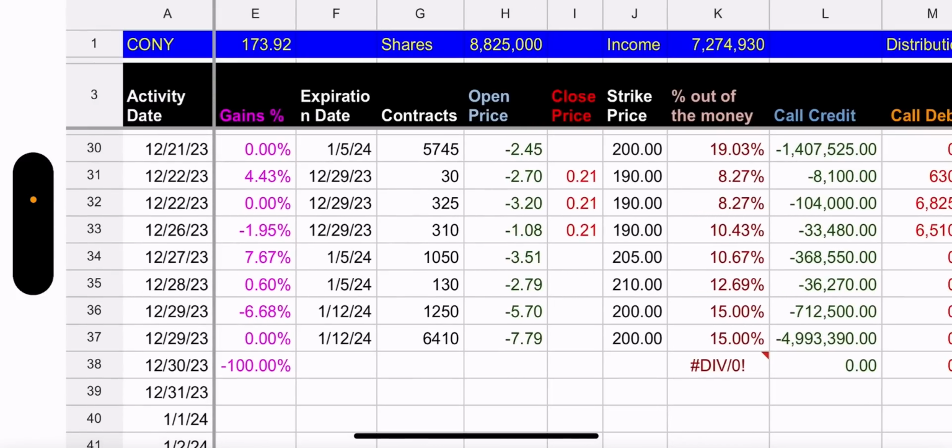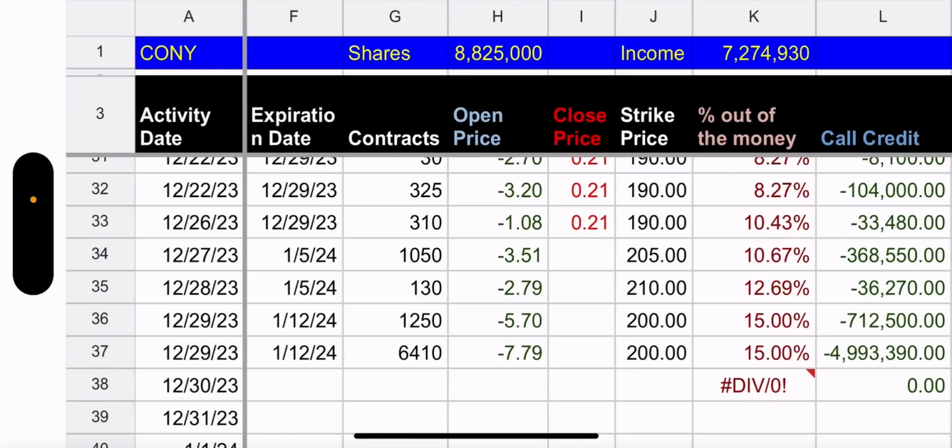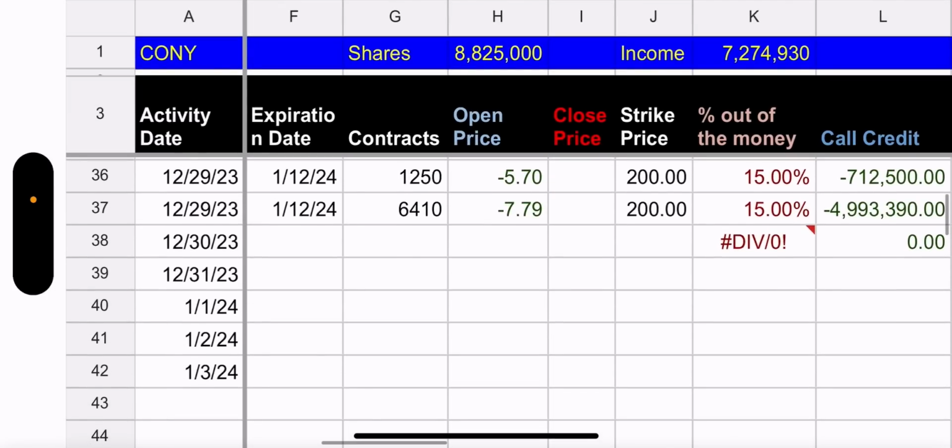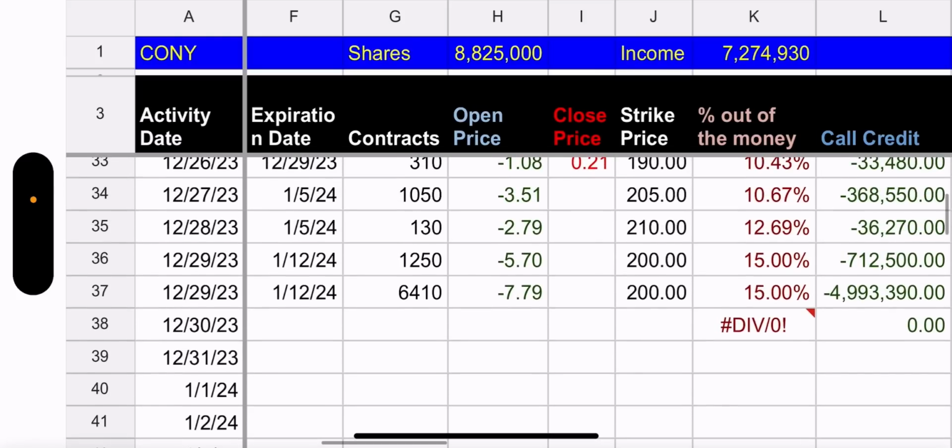So the new positions, they got a whole bunch of positions here. But I'll go to 1229. They added 1,250 contracts. And then they had 6,410 contracts, both with a $200 strike. This does not expire into next week, though. It expires into the following week. So this is for 9 trading days. 15% out of the money for 9 trading days. Are we okay with that? With Coin, you never know.